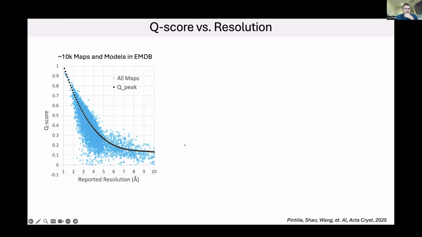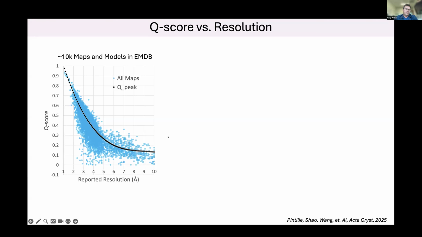Now, if we take the average Q-score for all the atoms in a model and a map, and compare it to the reported resolution, as I've been hinting before, the Q-score gets lower as you go towards lower resolution. So we applied this to as many maps and models as we could. We took about 10,000 maps and models in the EMDB, calculated the average Q-score for all atoms in the model, and plotted them against reported resolution. Just like in those earlier images, the lower the resolution, the lower the Q-score, and the higher the resolution, the higher the Q-score.